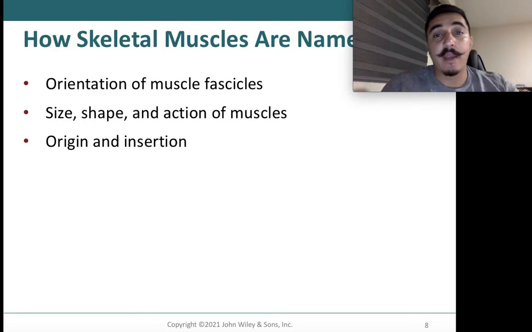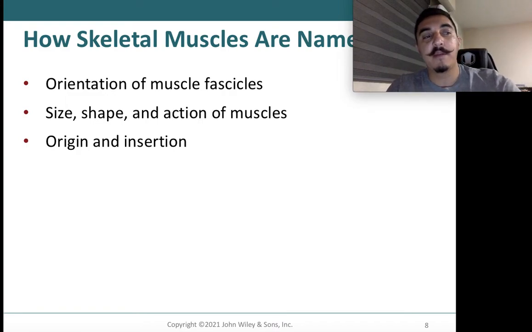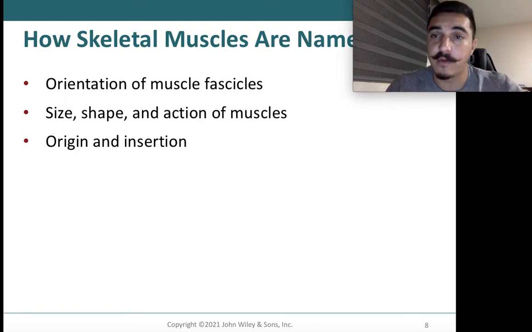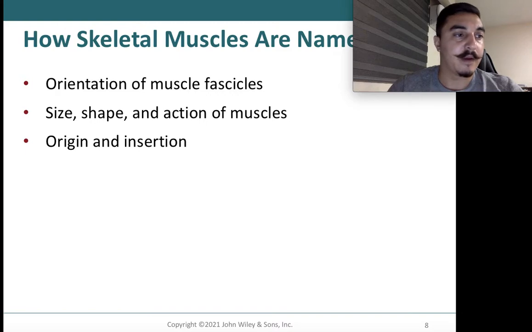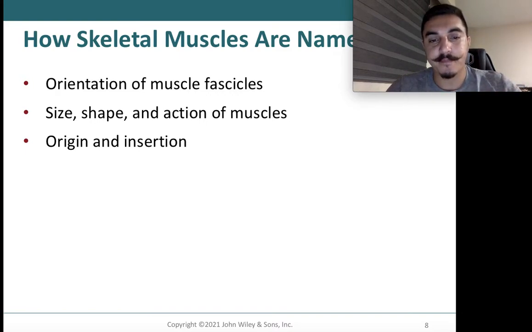Now, how do they name all of these muscles? So we got different ways of naming them. It's not just random names, so that's good. It's not just randomly named muscles. Okay, there's a reason why every single muscle is named the way it is.